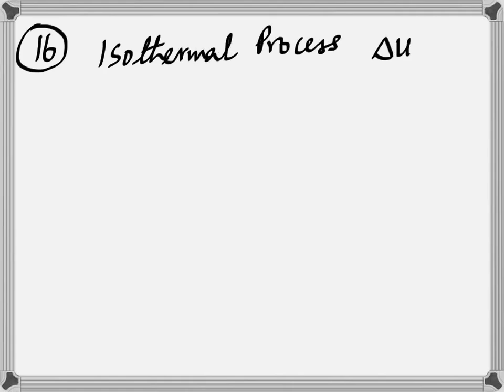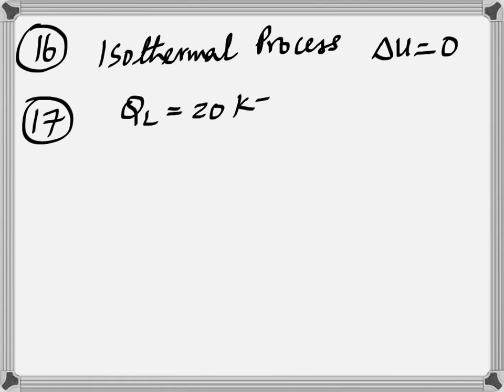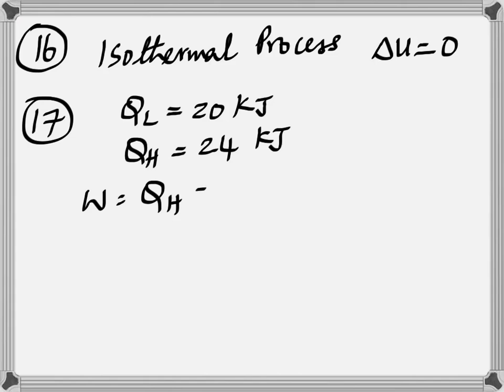Yeah. All right, 16. Like I said, isothermal process, change in internal energy 0, therefore change in temperature 0. All right. And 17. QL is 20, QH is 24. All you do is just subtract to find the work done. Because work is QH minus QL. That is 4 kilojoules.